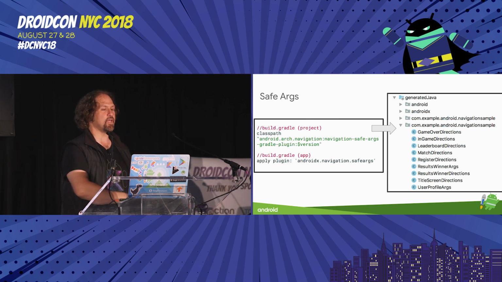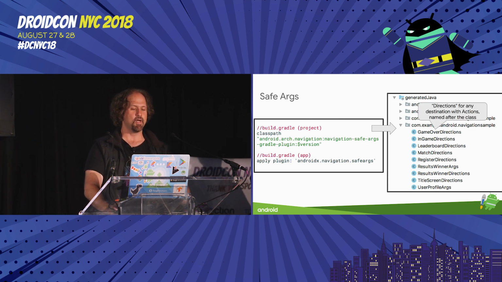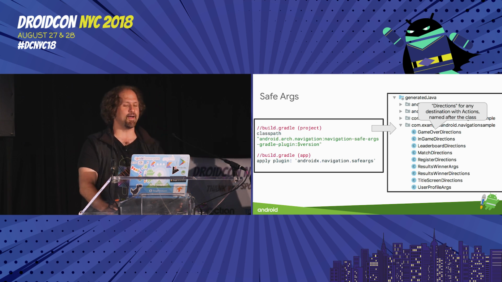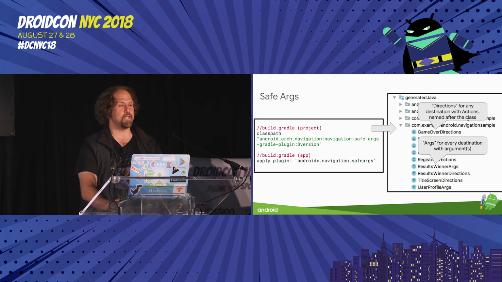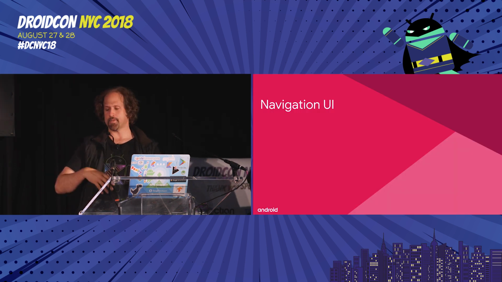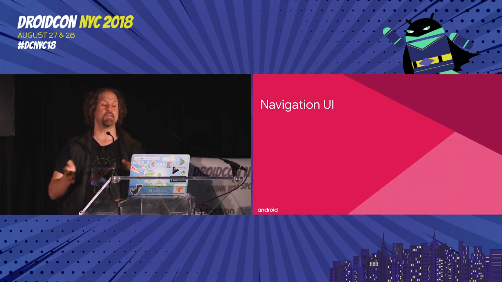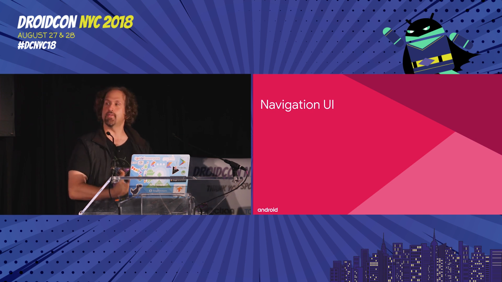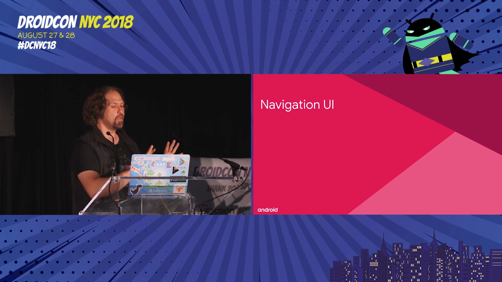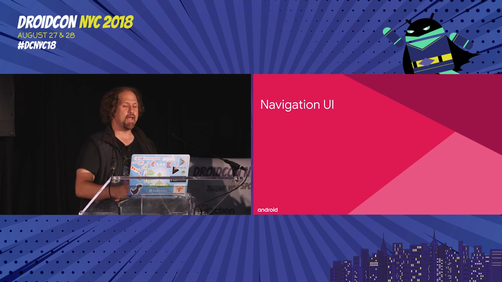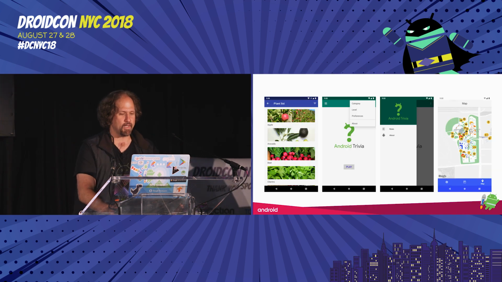Now, after you've done that, you'll get generated files with directions for any destination that has actions, as well as arguments for any destination with arguments. Now, like SafeArgs, the navigation UI is a value add for the navigation component, and it helps ensure consistency and eliminates lots of navigation boilerplate.